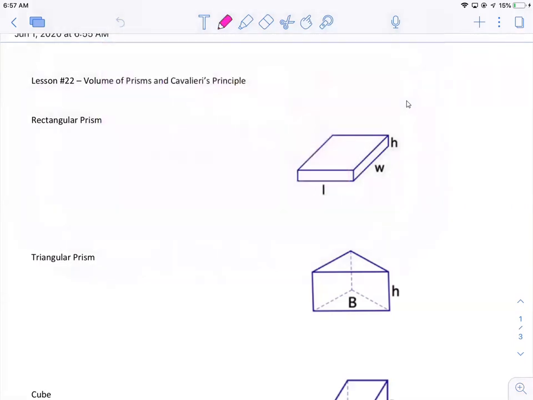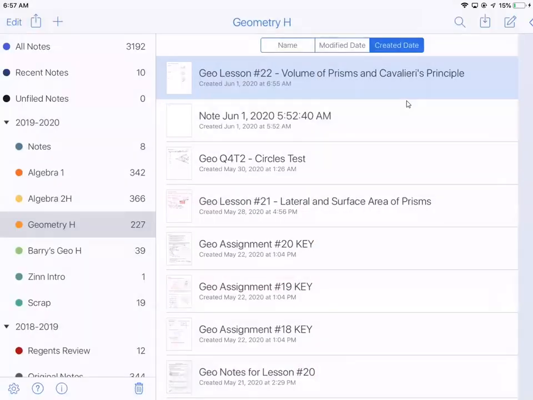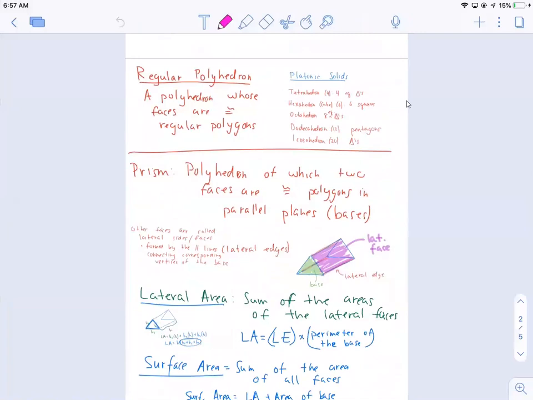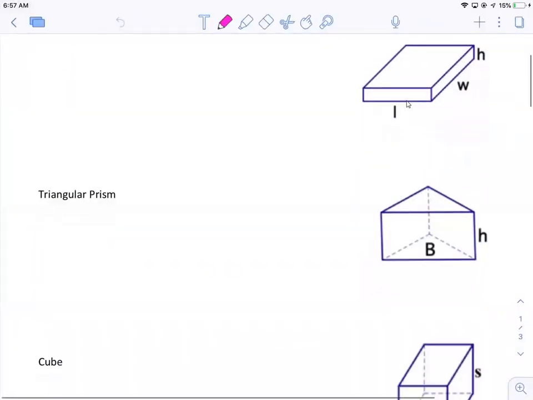So for today, we're going to be looking at the volume of prisms and something called Cavalieri's principle. We talked about prisms last lesson, and let's just read our definition of a prism again. That was a polyhedron of which two faces are congruent polygons in parallel planes, right? And those congruent bases are going to be connected by parallel lines.